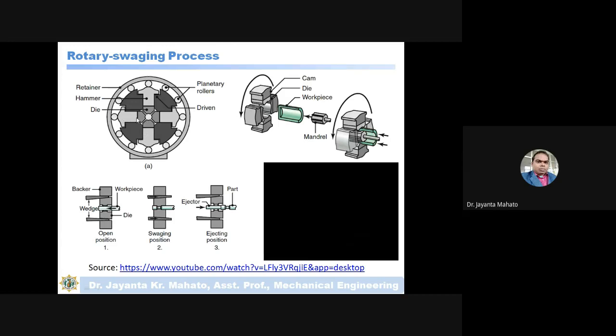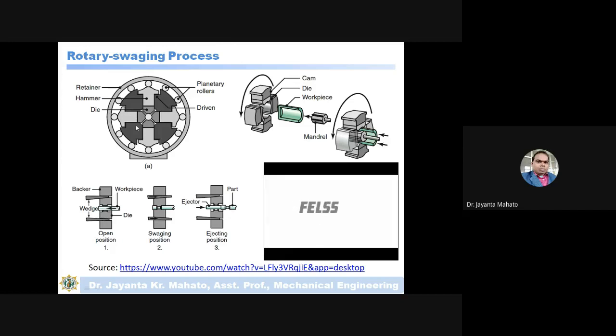This die is reciprocating and rotating, and the material will pass in between these dies, so the diameter can be reduced uniformly. According to the shape of the die, you can make the desired shape on the product.